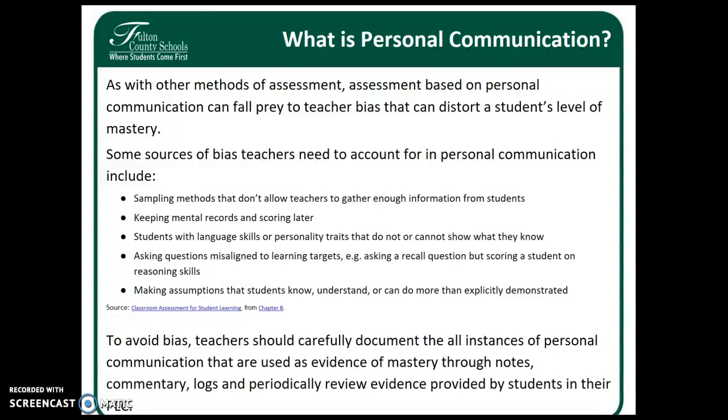As long as teachers are aware of those biases, personal communication can be used in different situations, and the Standards Mastery Framework just wants to have that alternate assessment piece, because we all know that sometimes we can sit down and work with a kid and see that they have mastered that concept or skill without them having to take an assessment.